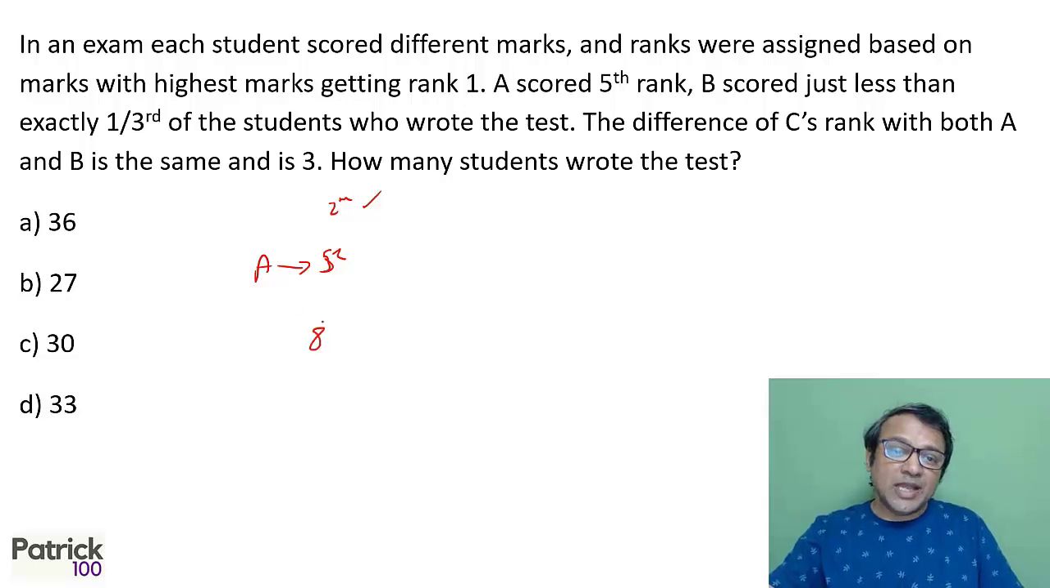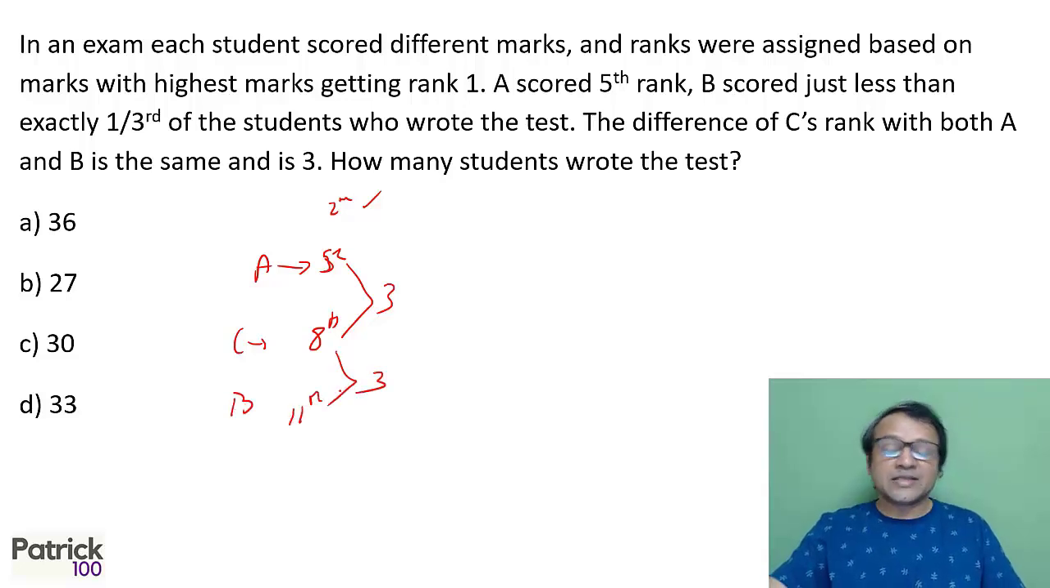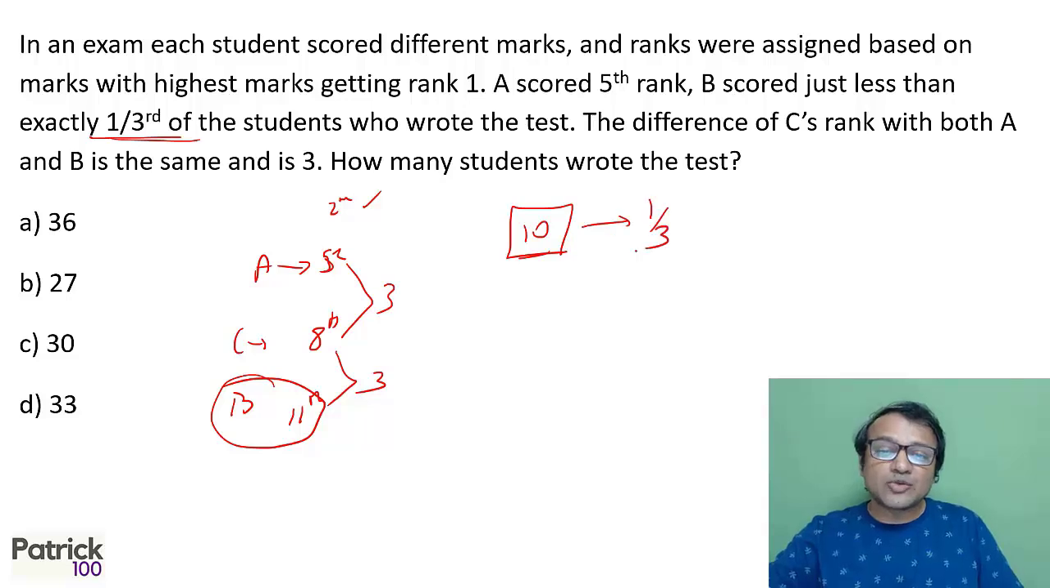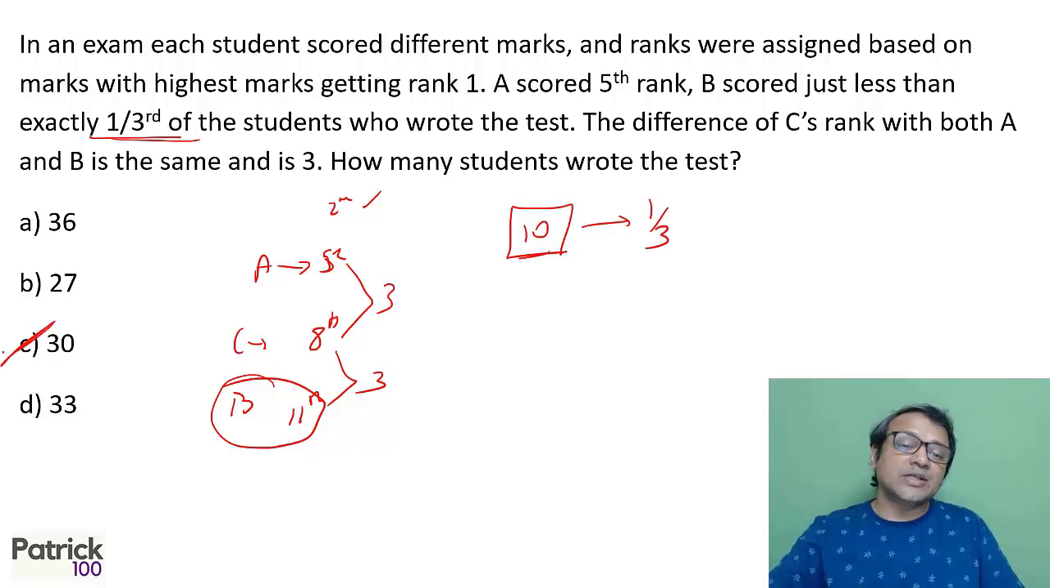That means C has to be 8th rank, because the difference in rank is 3, and B has to be 11th rank, difference in rank is 3. If B is 11th rank and is exactly 1/3 from the top, that means 10 students are above B, which is 1/3. So 10 students is 1/3 of the students. So the total number of students will be 30. C option.